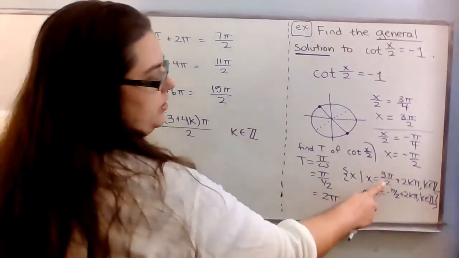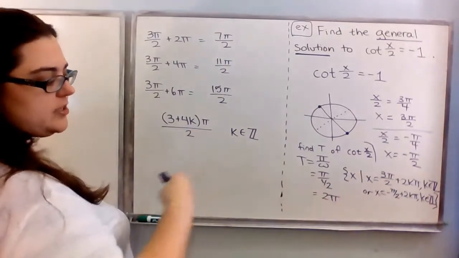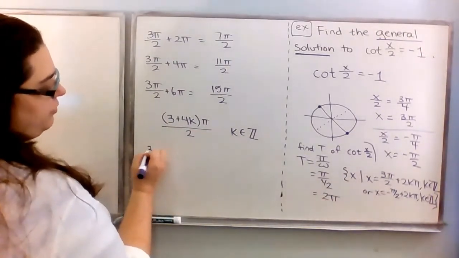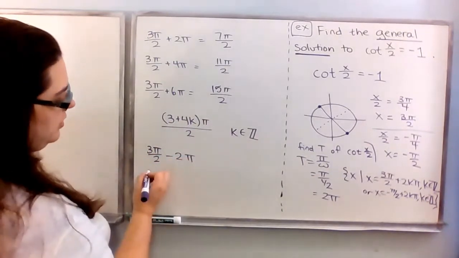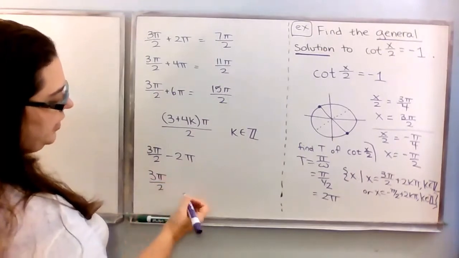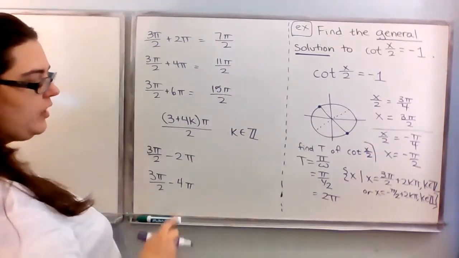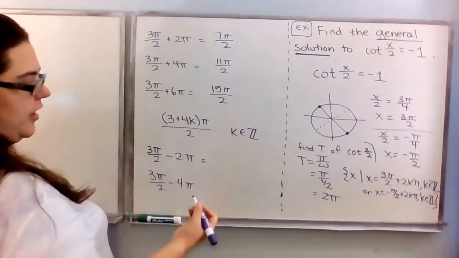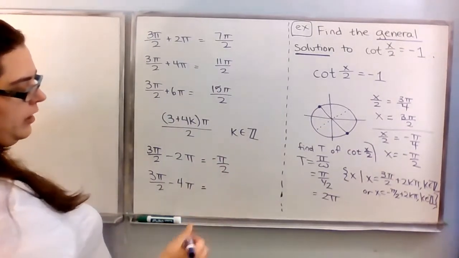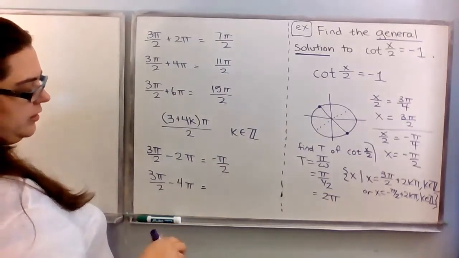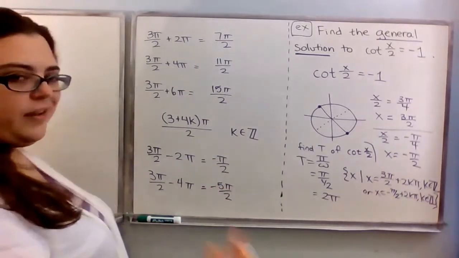So I'm going to go back to this 3 pi over 2. And now instead of adding 2k pi, I'm going to subtract it. So if I have 3 pi over 2, I can subtract 2 pi. Or I could have 3 pi over 2, and I could subtract 4 pi, and so on. So if I were to do this, that would give me negative pi over 2. This one would give me negative 5 pi over 2, and so on.